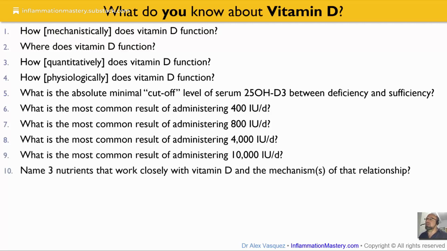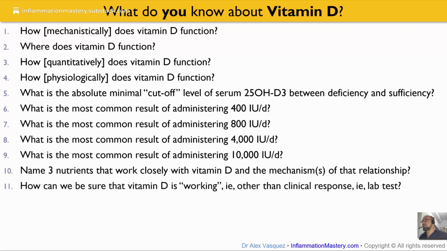Name 3 nutrients that work closely with vitamin D and the mechanisms of that relationship. Number 11 here, how can we be sure that vitamin D is actually, quote-unquote, working, i.e. other than clinical response? So let's say you've got a patient who you think is vitamin D deficient. You measure their serum 25-hydroxyvitamin D level, it is what it is, and then you start to administer vitamin D and you're looking for a clinical response. But what else could you look for in terms of lab testing to give you some appreciation that the vitamin D is either working or not working at the cellular tissue physiologic level?